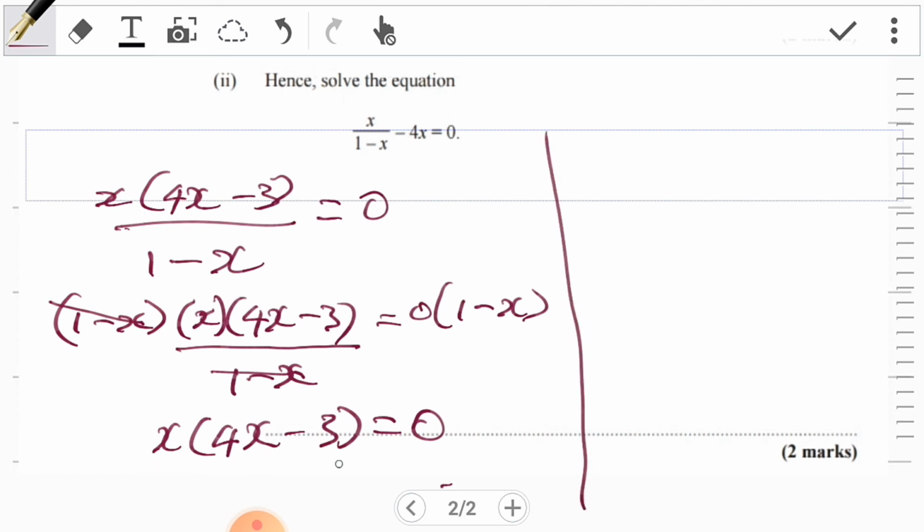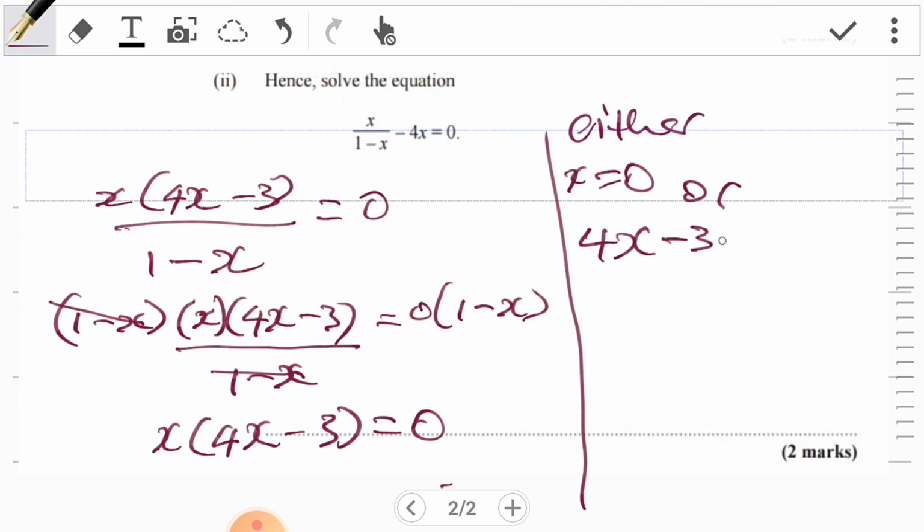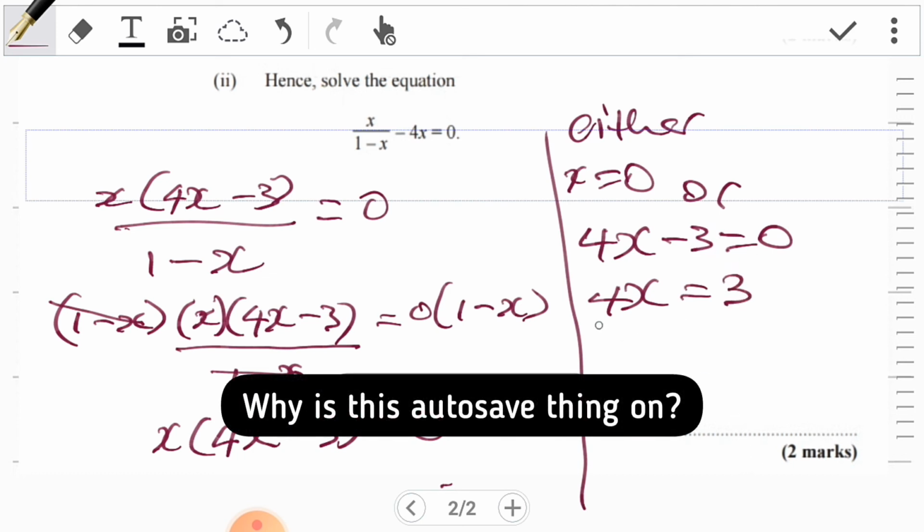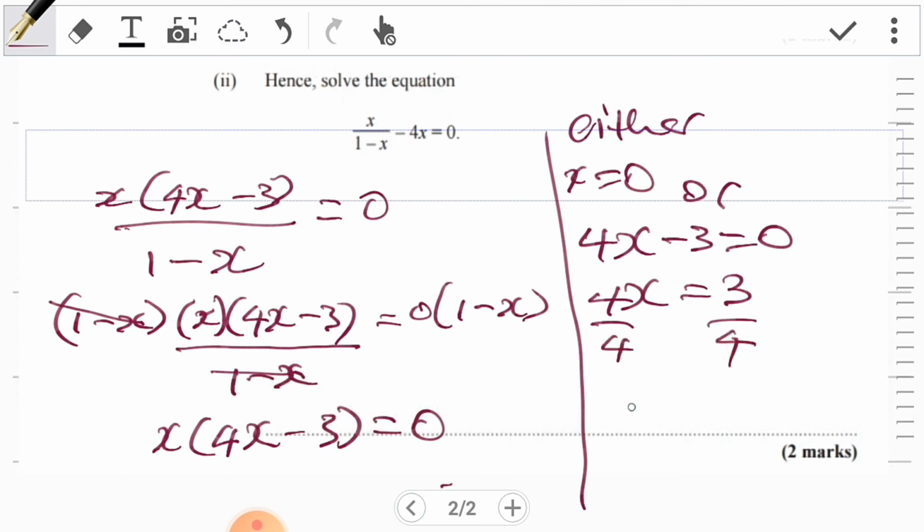All right, since two things were multiplied to give 0, then logically we could say that either x is equal to 0 or 4x minus 3 is equal to 0. So we're solving this. 4x is going to equal, adding 3 to both sides, positive 3 on that side. And then we'll divide both sides by 4. So x is equal to 3/4, or x is equal to 0. So these are the solutions, and quickly we could have picked up these 2 marks right there.